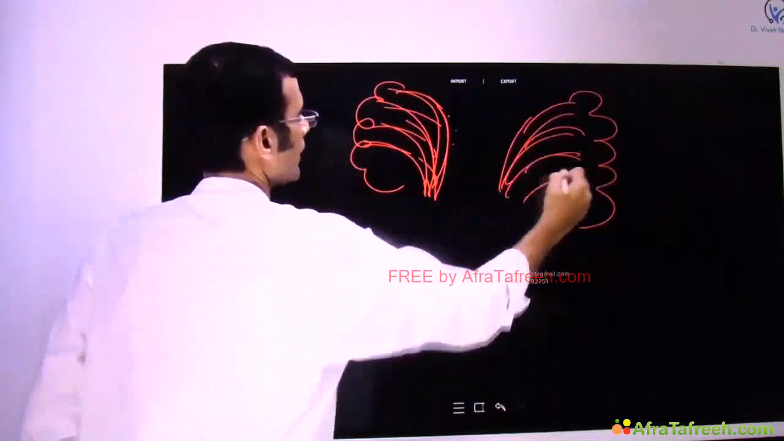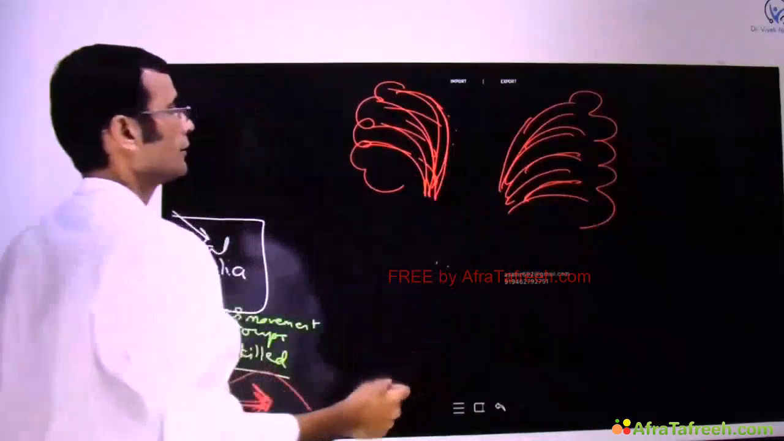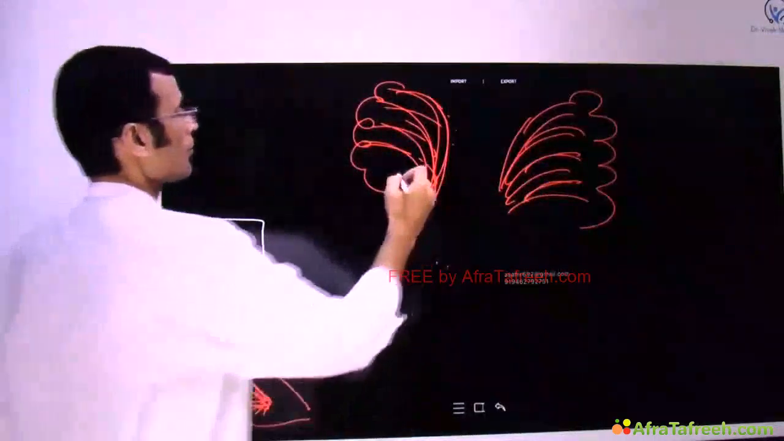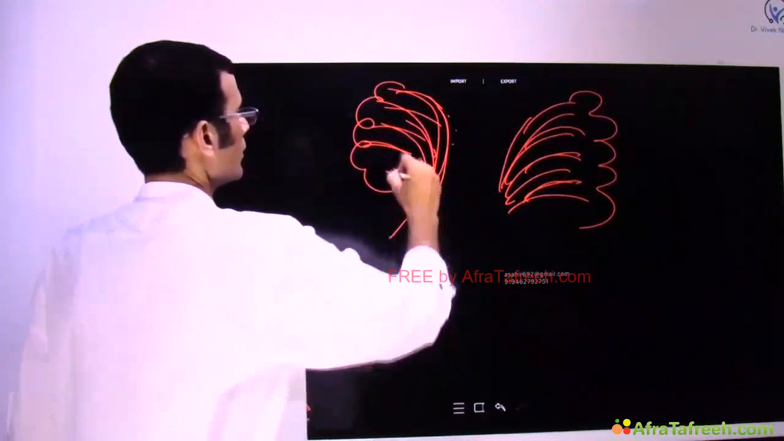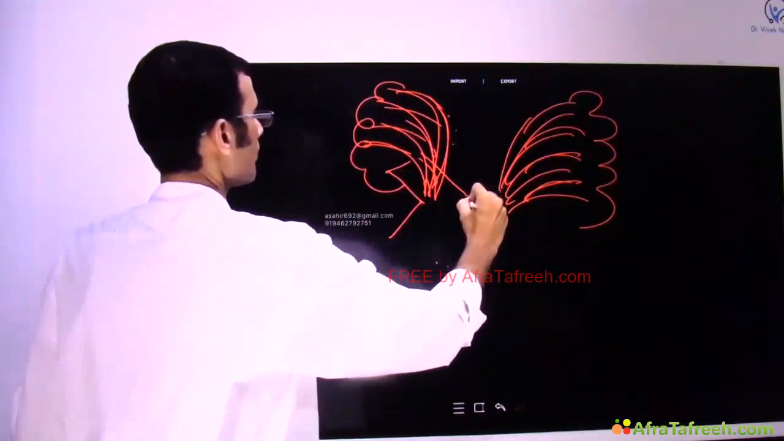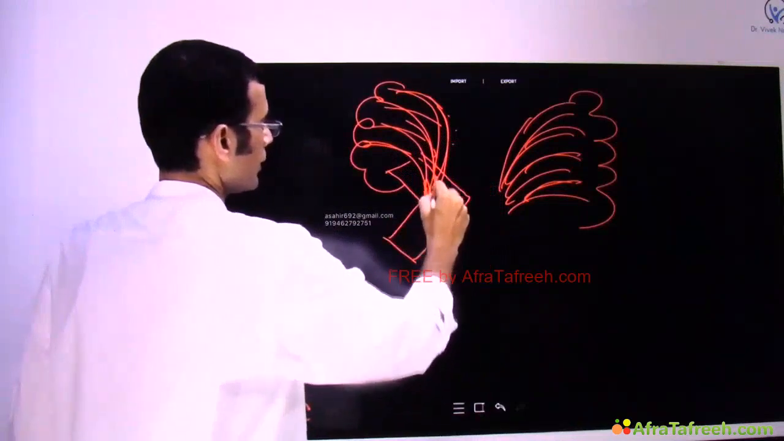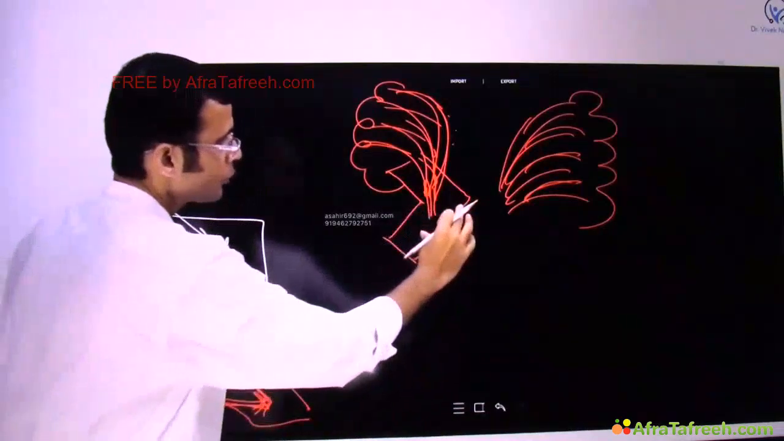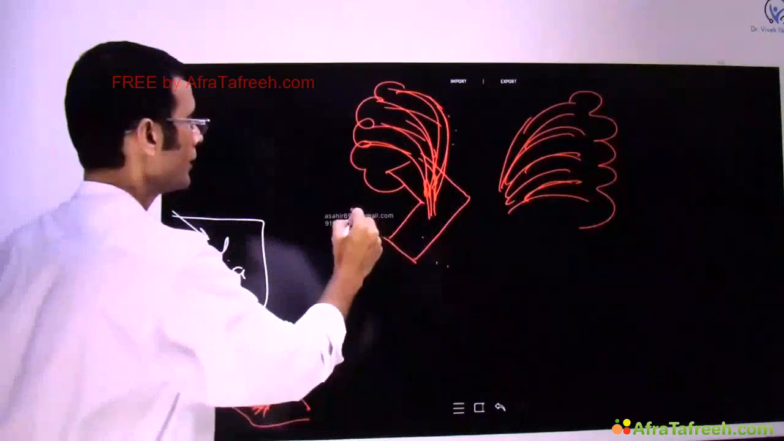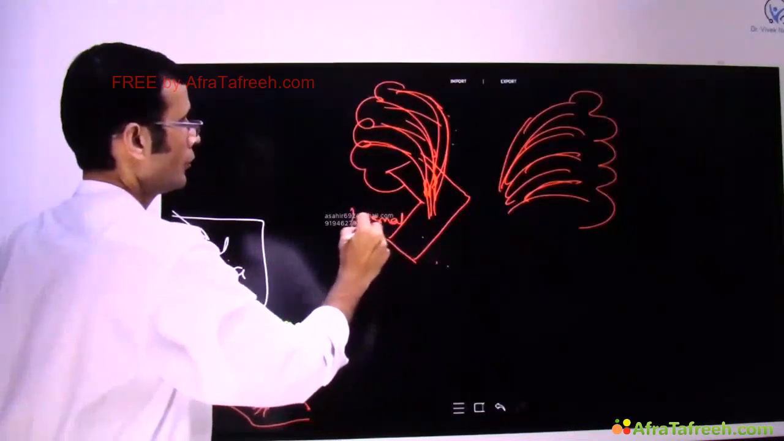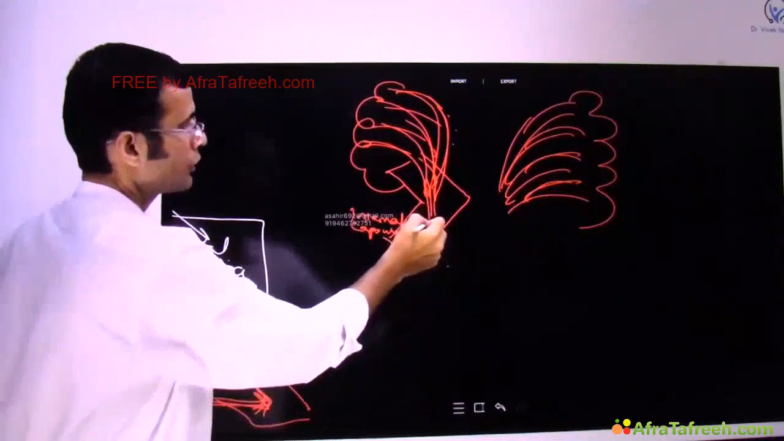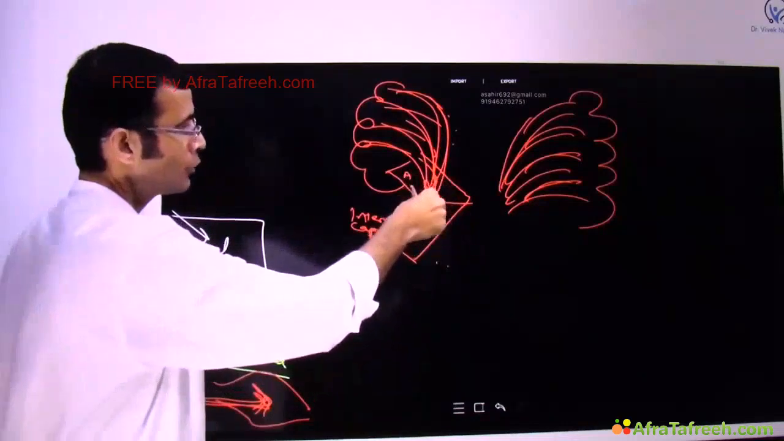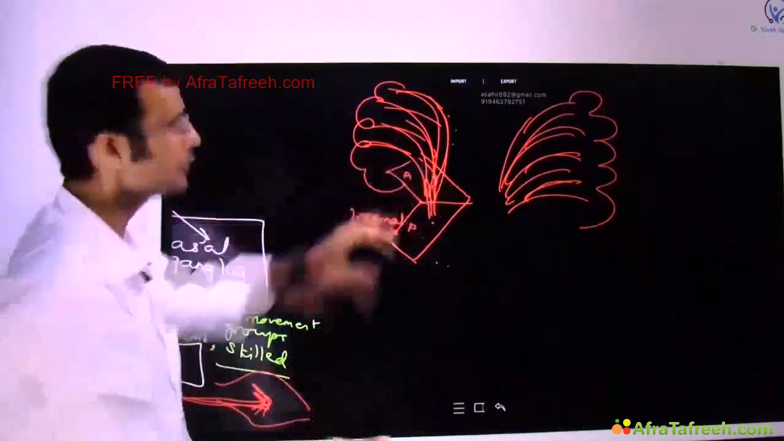This appearance is called corona radiata. Corona is crown, and the fibers appear radially. Then, as they come down, they go through the anterior 2/3 of the posterior limb of the internal capsule. To be precise, this is the posterior limb of the internal capsule, and this is the anterior limb. So the fibers are going down through the posterior limb, but the anterior 2/3 of the posterior limb.